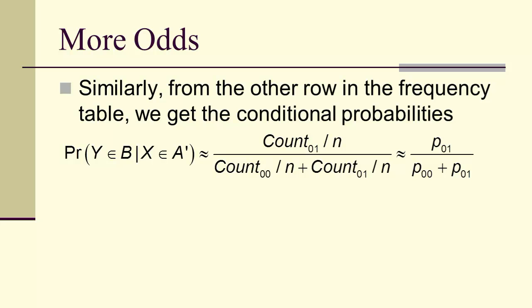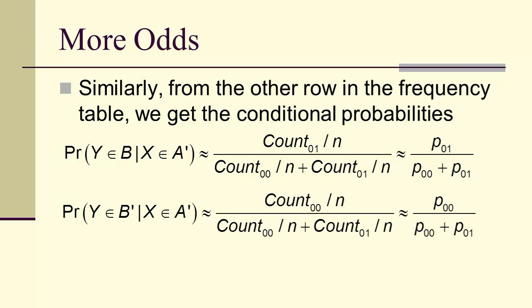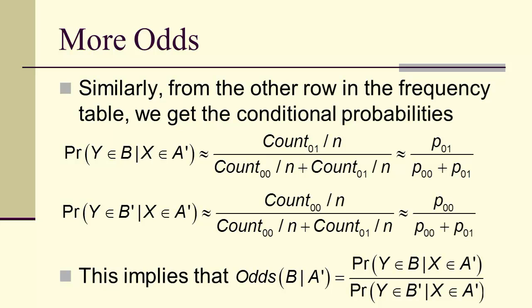Similarly, we can now go back and use that other row, and we'll get similar results. We'll have two conditional probabilities: the probability that y is in B given that x is in A prime, and the probability that y is in B prime given that x is in A prime. We can write these in terms of the little p probabilities, and therefore the odds of B given A prime is the probability that y is in B given x is in A prime over the probability that y is in B prime given x is in A prime, and that's P01 over P00.